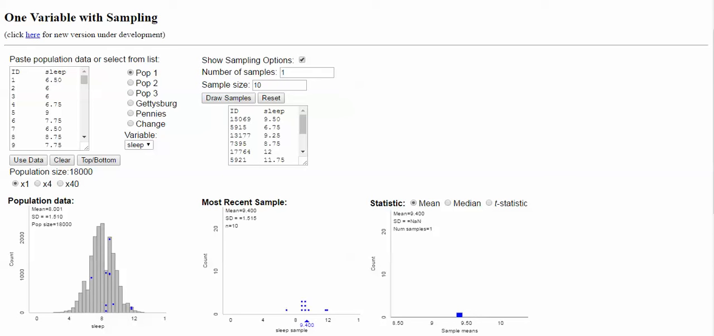Hi everyone. This video is meant to help you understand sampling distributions and the central limit theorem, which are two ideas that we talked about in our last class. This is showing a simulation website called Rossman Chance, and I'll explain what this website is showing.